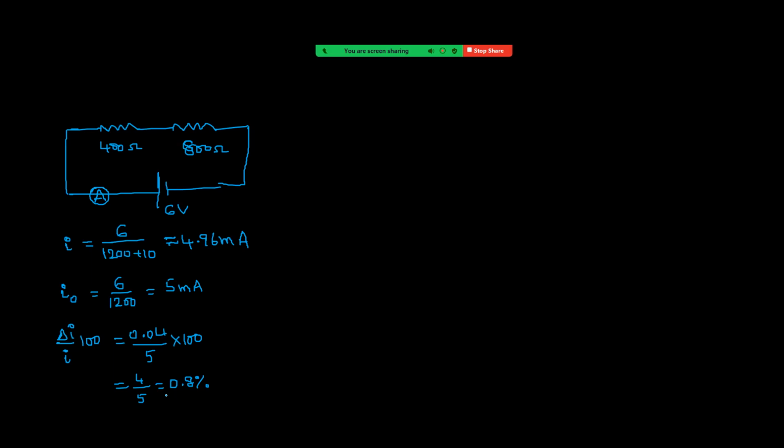So we always get a current less than the actual value, because due to the addition of the ammeter, the resistance of the circuit will increase. Right. Let us go to the next one. Yes, we have to measure the potential difference across the 400 ohm resistor. Then see what we are doing here.